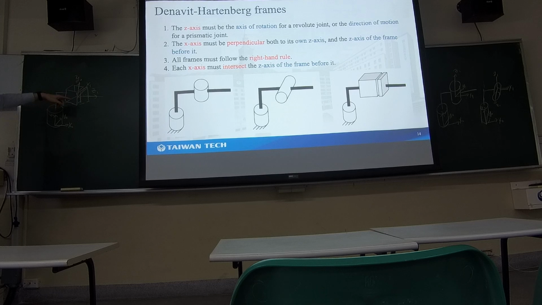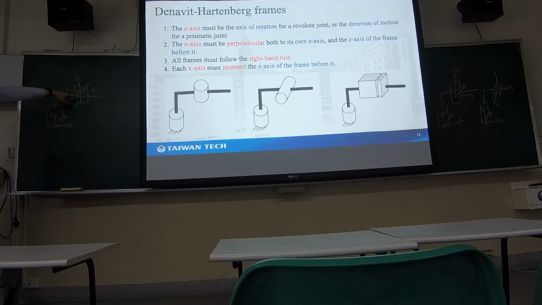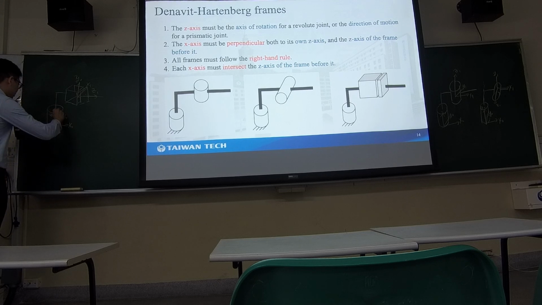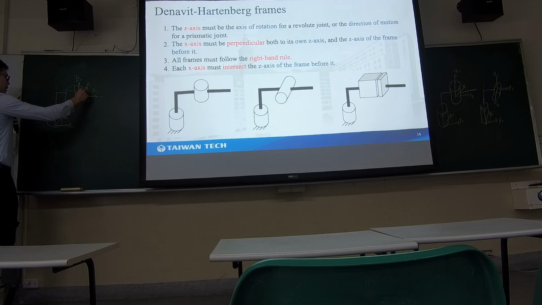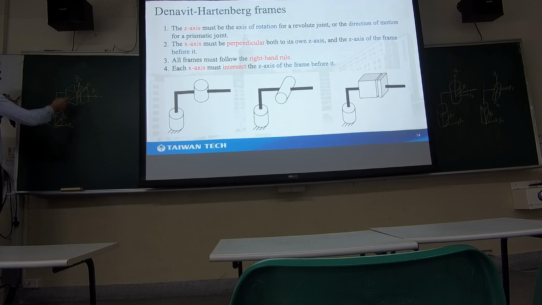But if you come to the fourth rule, you will find out that your x-axis cannot pass through the z-axis, since the z-axis is here and the x-axis is here. So your x-axis cannot pass through z0.